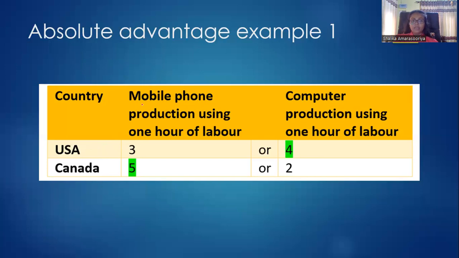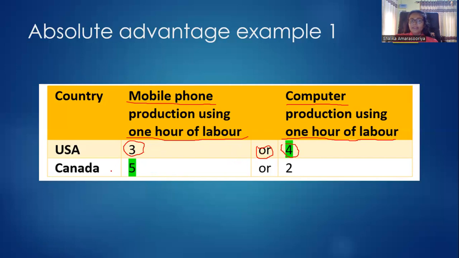When we consider the USA, it can produce mobile phones and computers. USA can produce 3 mobile phones within one labor hour, or it can produce 4 computers within one labor hour. USA can't produce 3 mobile phones and 4 computers within a labor hour. It can only choose one option. They can choose to produce 3 mobile phones, or they can choose to produce 4 computers within one labor hour.